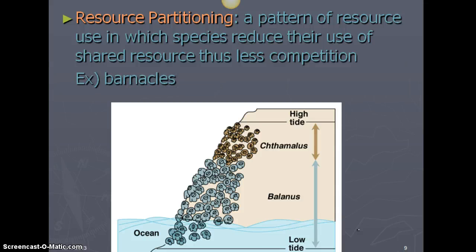So our example here is barnacles. If we're looking at this, they could potentially live in this entire space, which we talked about in the last section. This would be their fundamental niche, that entire space. But instead, they choose to live in a small section of that space that's considered their realized niche. So this group lives here and this group lives here, and it reduces the amount of competition they have.